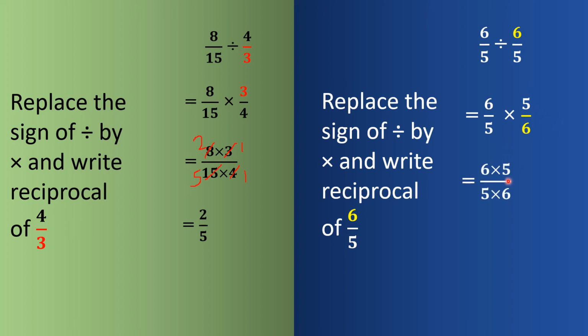6 multiply 5 and 5 multiply 6, and it is very simple to simplify. How is it? 6 ones are 6, 6 ones are 6, and 5 ones are 5, 5 ones are 5. So what do we get now? 1 by 1 means 1. 1 is our answer.